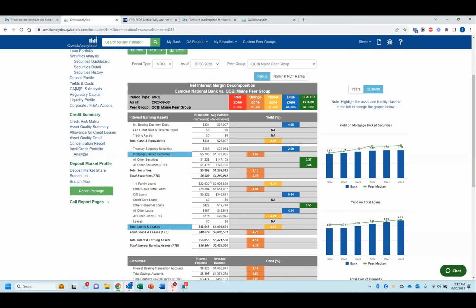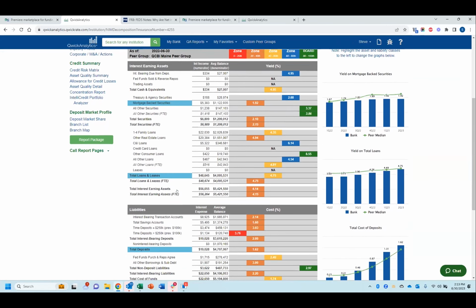Again, this is just comparing your margin composition at any one given point in time for whatever duration you want compared to peer averages. We're not comparing you to yourself at another point in time. That's what we're going to do in just a second. So if I scroll down here to the other half of the page.